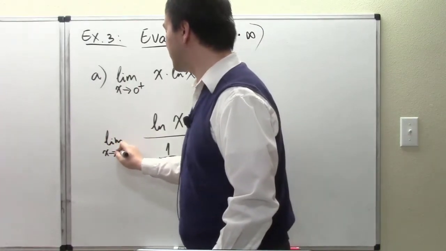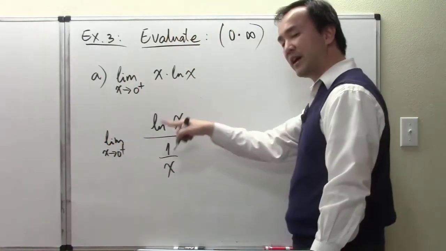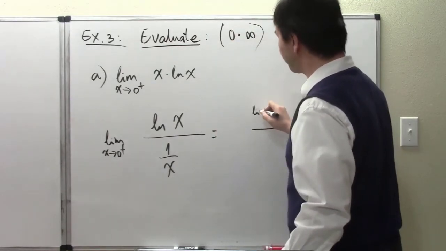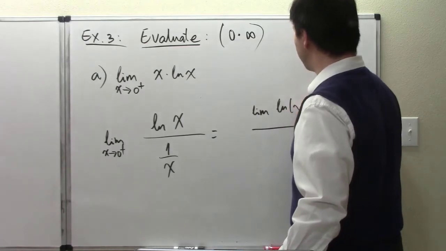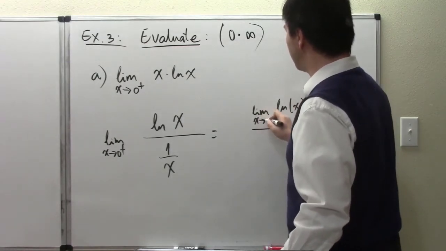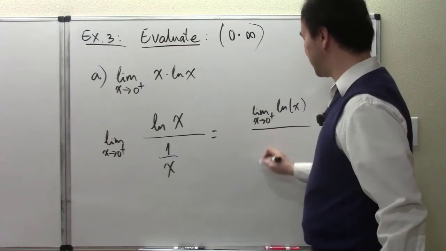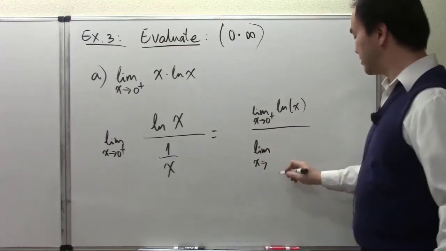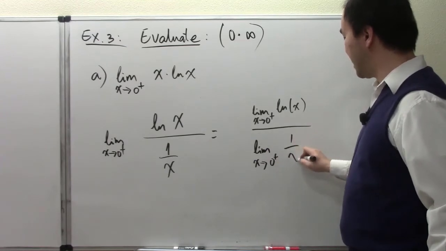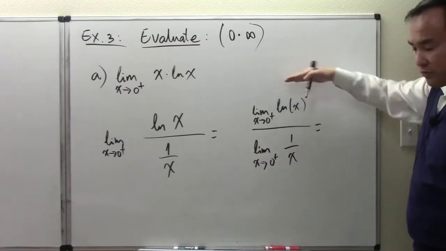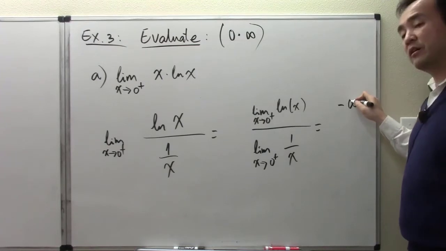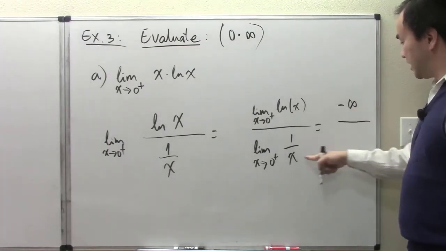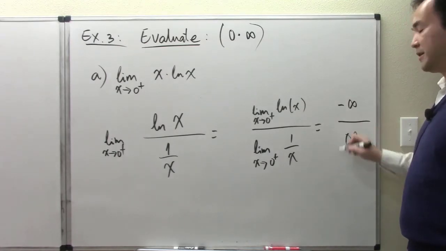X is approaching 0 from the right hand side. Now quickly check. That means on the top, the limit of natural log of x as x comes close to 0 from the right hand side, and the limit in the denominator, as x goes to 0 from the right hand side, of 1 over x. Then in the numerator we end up with negative infinity, as we already have seen in the quick little graph I drew earlier, and the denominator here is infinity.